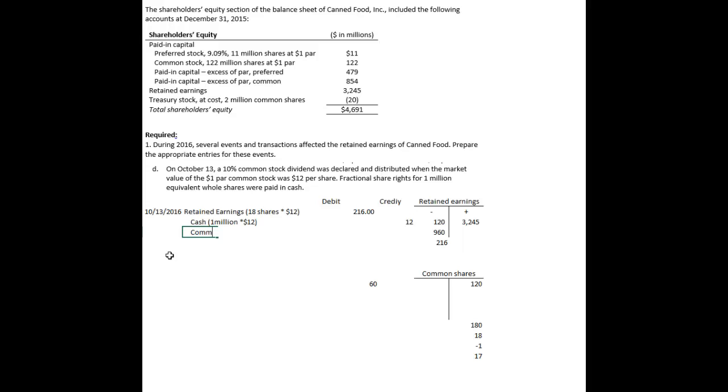And the way we do that is we split it between common stock, and so that's for 17 million shares times the par value, and the par value here is simply $1. So we're going to credit common stock for 17 million, and then the difference goes to paid in capital in excess of par. So the difference here is the 216 minus that. $187 million gets credited to paid in capital in excess of par. And that's your journal entry for this fairly complicated common stock dividend.